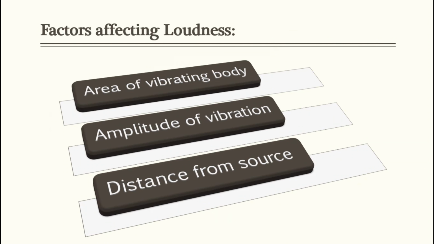Factors affecting loudness of sound. There are 3 factors. Number 1 is the area of the vibrating body. The larger the area of the vibrating body, the louder will be the sound, and vice versa. For example, the sound produced by the dhol is louder than the sound produced by the dholak.